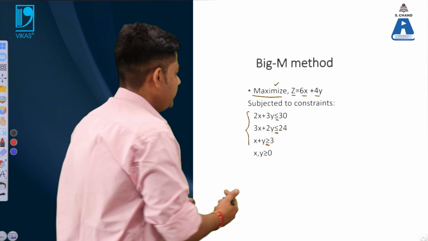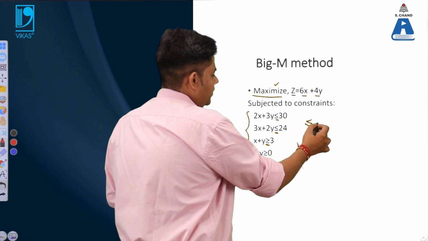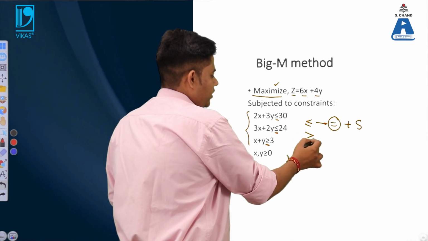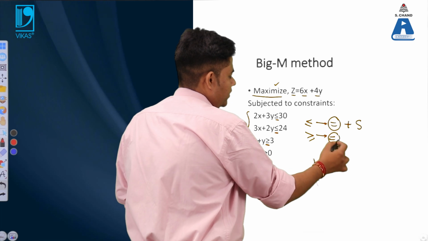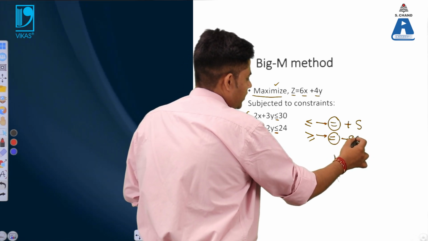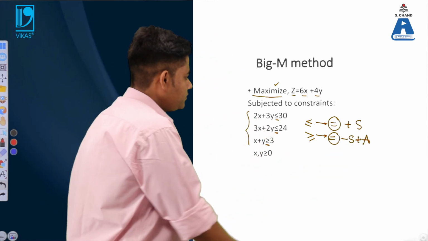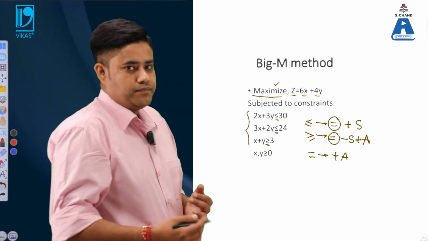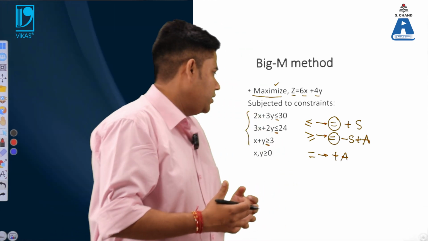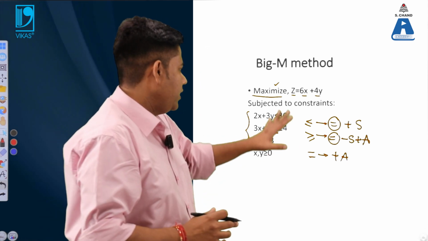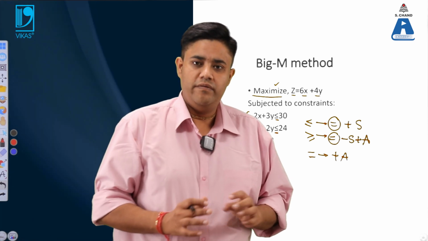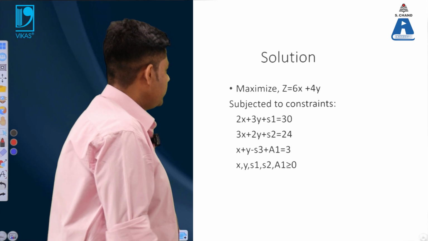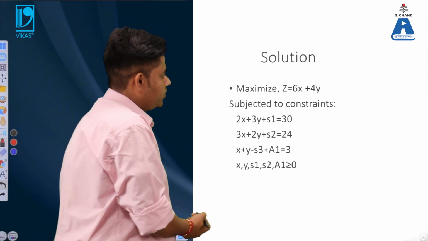Just for the sake of summarization, if you want to convert this less than type constraint into an equal to type constraint, you need to add a slack variable to it. If it is more than equal to type constraint and you want to convert it into an equal to type constraint, you will subtract the surplus variable and you will add an artificial variable to it. And if it is equal to type constraint, you need to add an artificial variable to it in order to convert these inequalities into equalities. This thing I have already explained in detail in my previous videos. If you haven't watched those previous videos, you can log into S. Chand Academy channel.